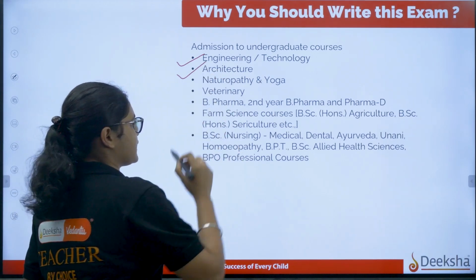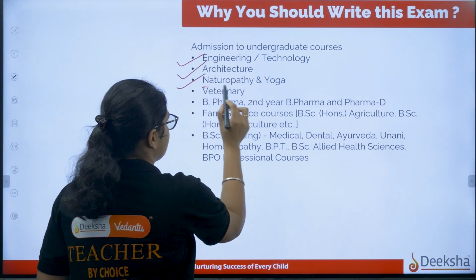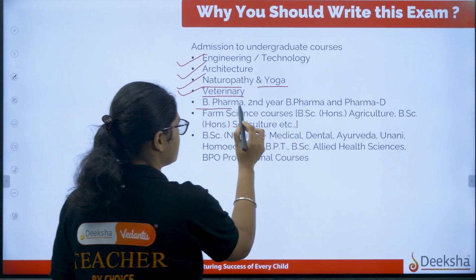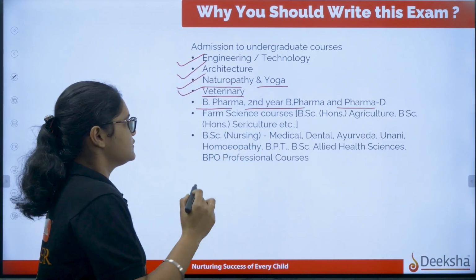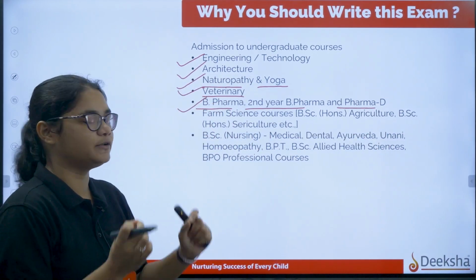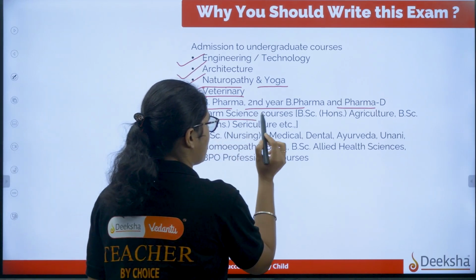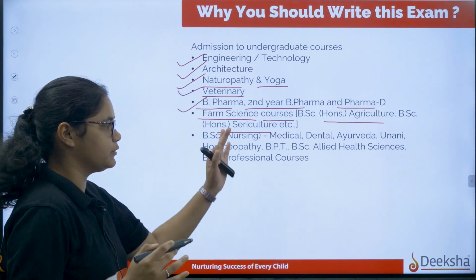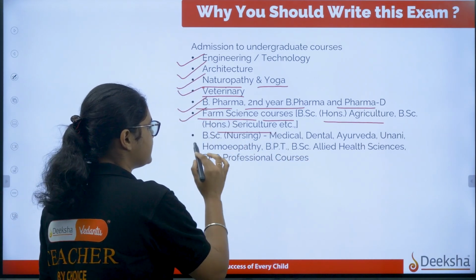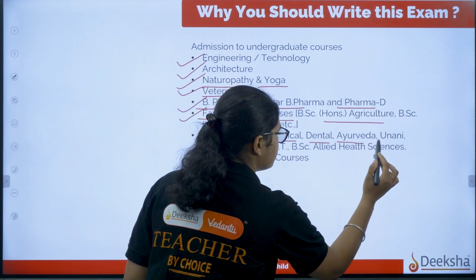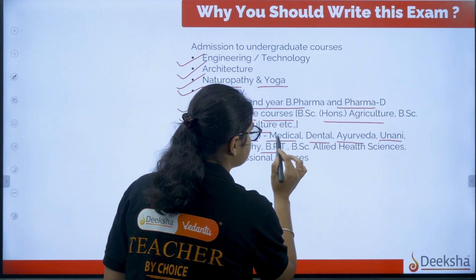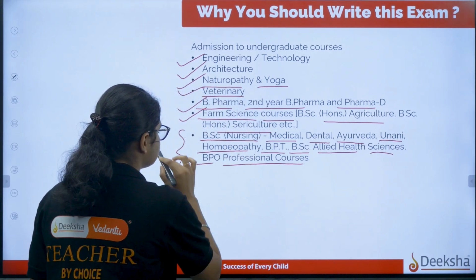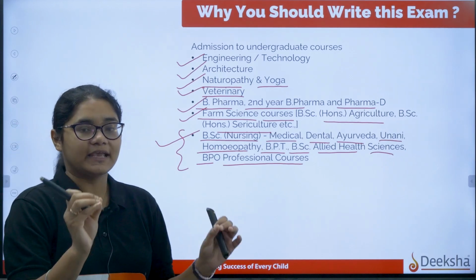Next, if you want to study architecture, naturopathy and yoga, or veterinary courses. Next you have B Pharma, second year B Pharma and Pharma D courses. If you are interested in Pharma courses, then also you have to write KCET examination. Coming to Farm Science courses, you have BSc Agriculture, BSc Sericulture, etc. Different courses are there under Farm Science courses. And the next is BSc Nursing, Medical, Dental, Ayurveda, Unani, Homeopathy, BPT, that is BSc Allied Health Sciences and BPO professional courses. For all these courses also you have to write KCET examination.